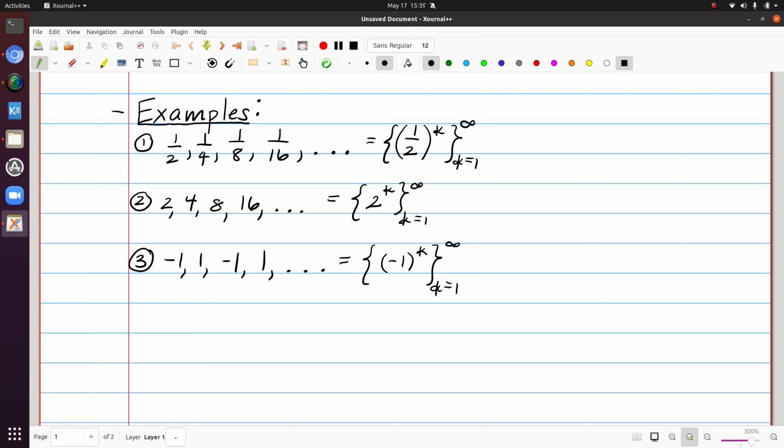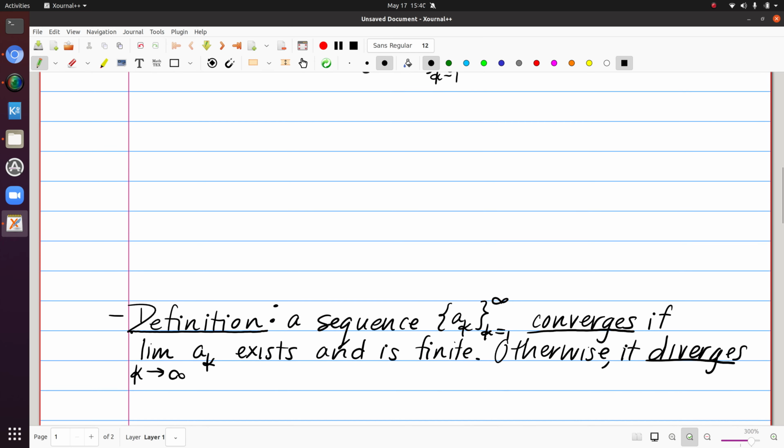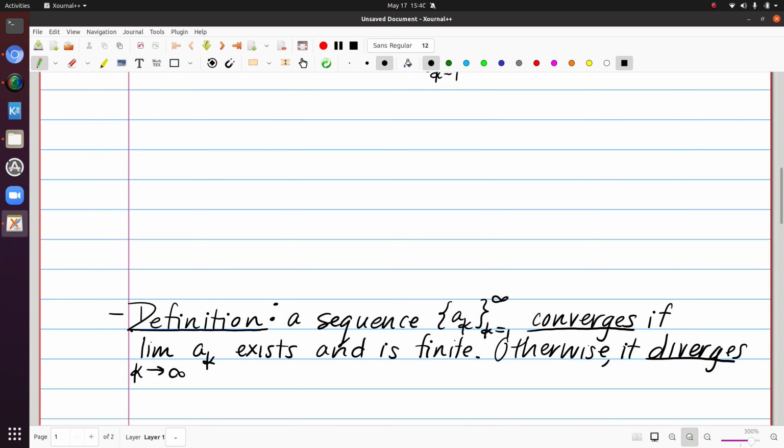So that's what we mean by a sequence. And again, seeing that notation, you want to get into the habit of viewing it as a list of numbers. Once I have a sequence, we're going to be interested in determining whether that sequence converges or diverges. So what do we mean by that? We're going to say that a sequence with general term a sub k converges if the limit of the terms a sub k exists and is finite. Otherwise, we say that it diverges.